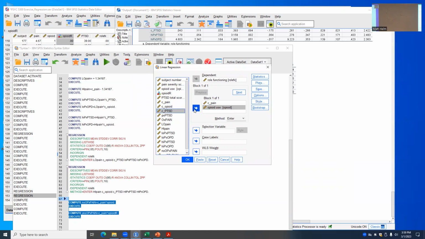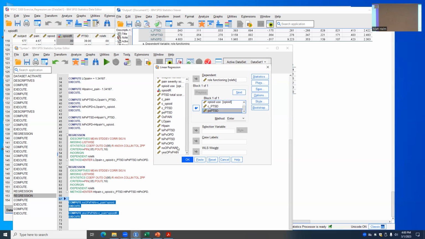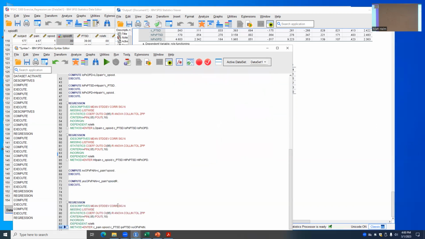I've got my centered pain, drop centered pain in there. And then in terms of my interactions, I've got pain times PTSD. Is opiate use involved in that? Nope. So I'm going to drop that in there. And then my opiate use times pain, right? That does have pain. The 0 value here is people who aren't using opiates. So I'm going to take my no opiate times pain and drop this into my model. Okay, and I'm going to hit paste.